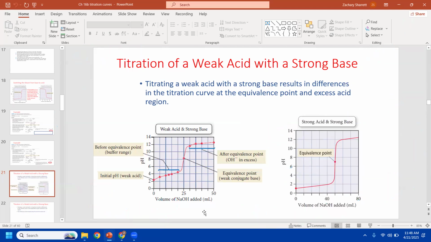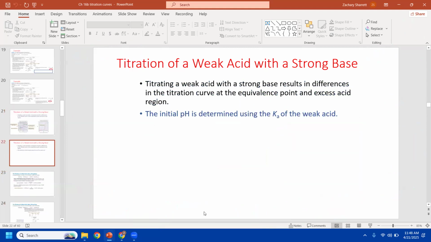So when we do this, at the equivalence point, it's different. Right away, at the equivalence point, because we're going to have F minus in there, it's going to have a pH slightly basic, okay? So we're going to continue on with this.